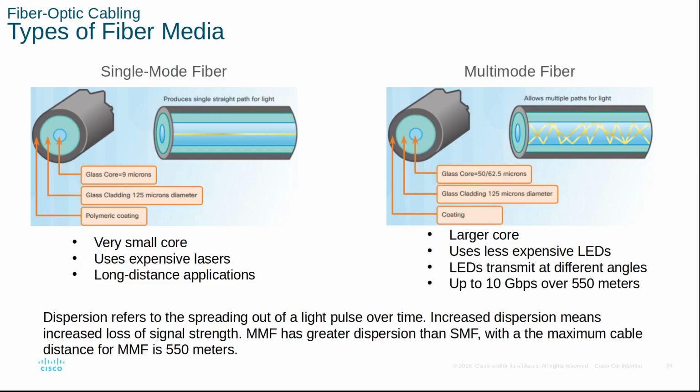Dispersion refers to the spreading out of light over time. And increased dispersion means increased loss in the signal strength. Multimode fiber has greater dispersion than single mode fiber. That's why your maximum cable length is 550 meters, because at that point the signal just becomes unusable.